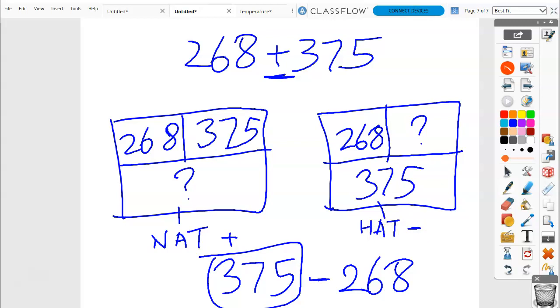So when the two numbers are side by side, we're adding. When one number is on top and one number is at the bottom, we're subtracting.